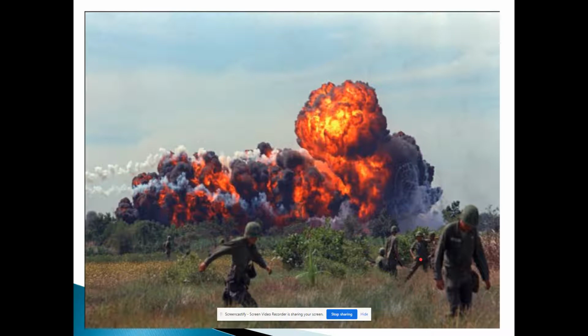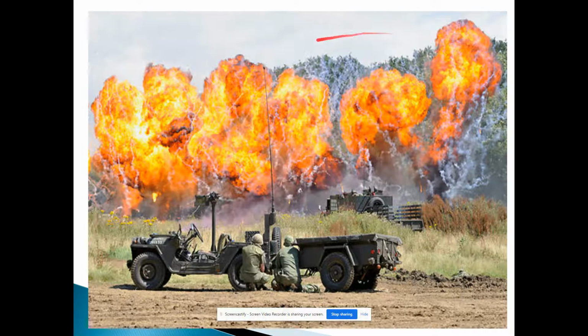This is an example. These are actual pictures of Vietnam. Like this is a napalm bomb. Right here, look at all that fire. This is napalm. These are actual pictures.